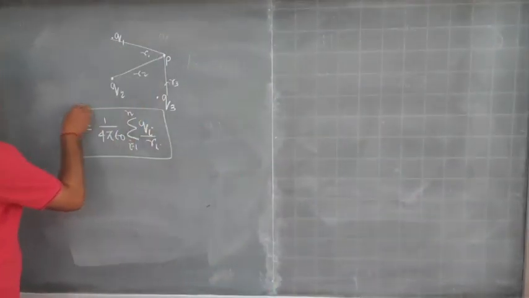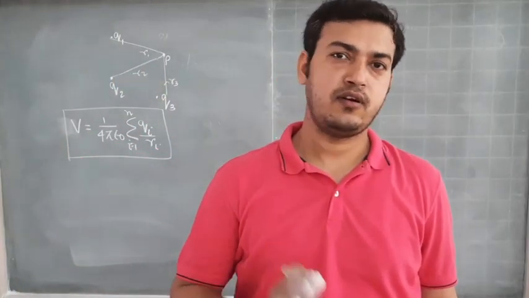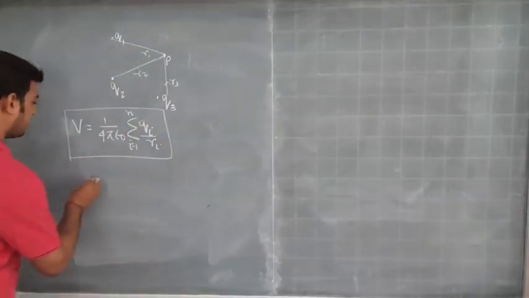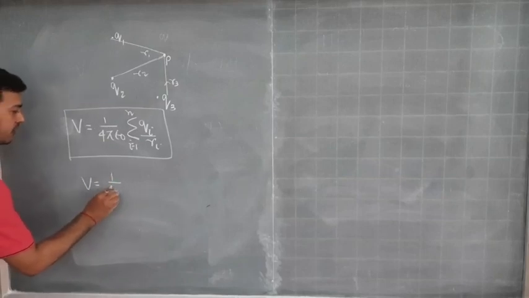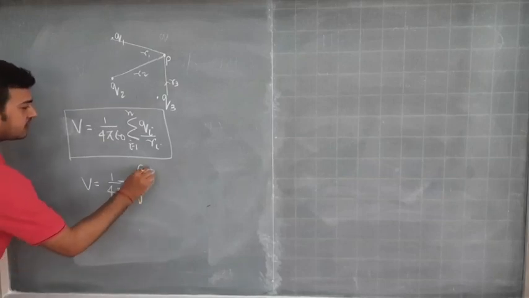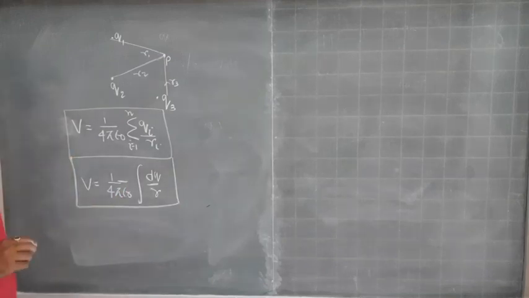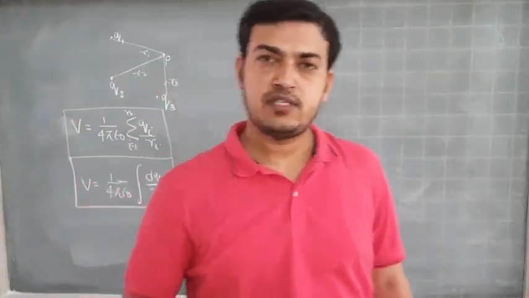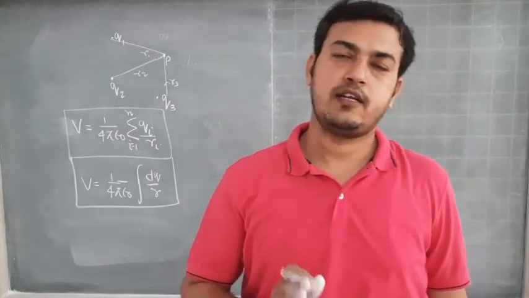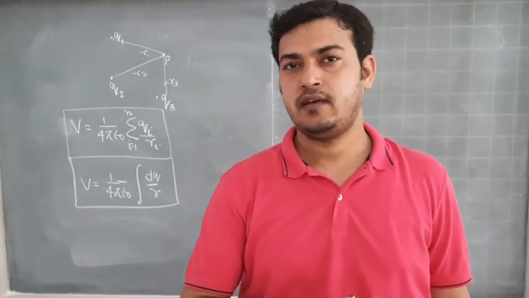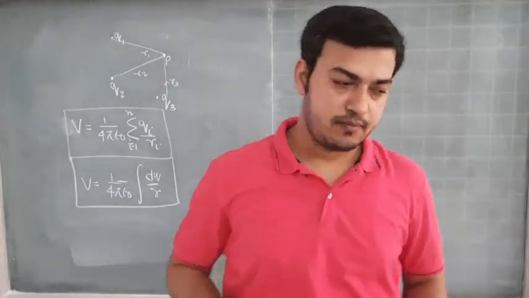What will happen if my charges are not discrete charges, they are continuous charges? In case of continuous charges, the electric potential can be calculated by integrating this term. So in case of continuous charge distribution, we will just integrate this term to find out the net electric potential at any point. Now, there is another method to find out the electric potential at a point.